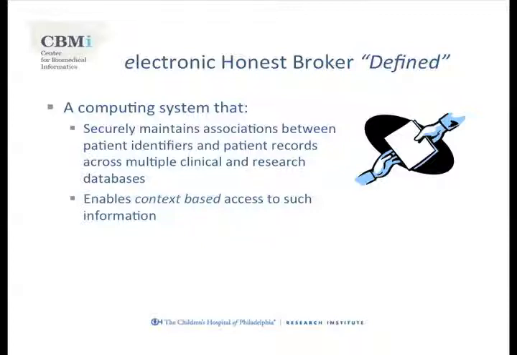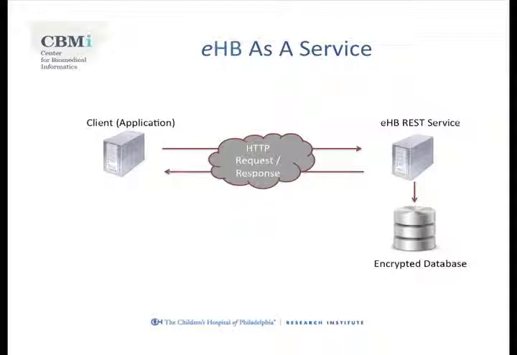In our application, we want to think of this system as being able to enable context-based access to that information. The presumption is that the honest broker is going to maintain this link, but we don't really know how that information needs to be used. It's going to depend on the particular context. Biorepository being one context, but there may be other contexts, so we don't want to constrain that access up front necessarily. So the model we've developed is a REST-based web service model, so this isn't necessarily revolutionary.